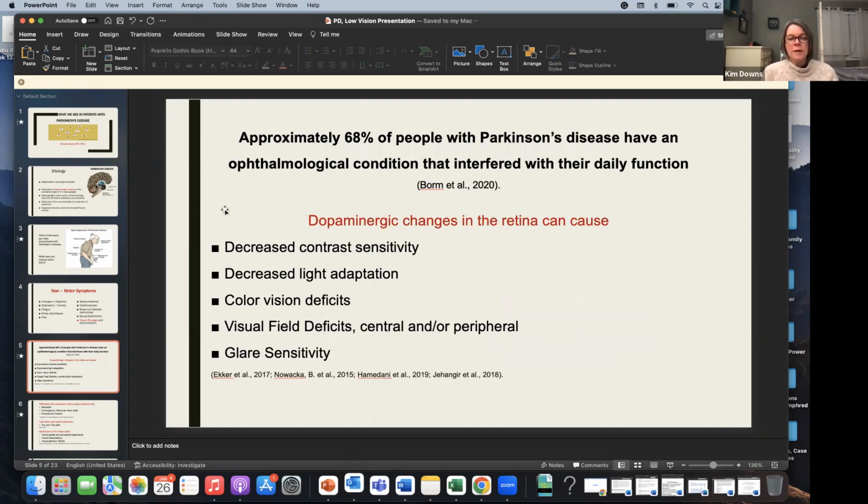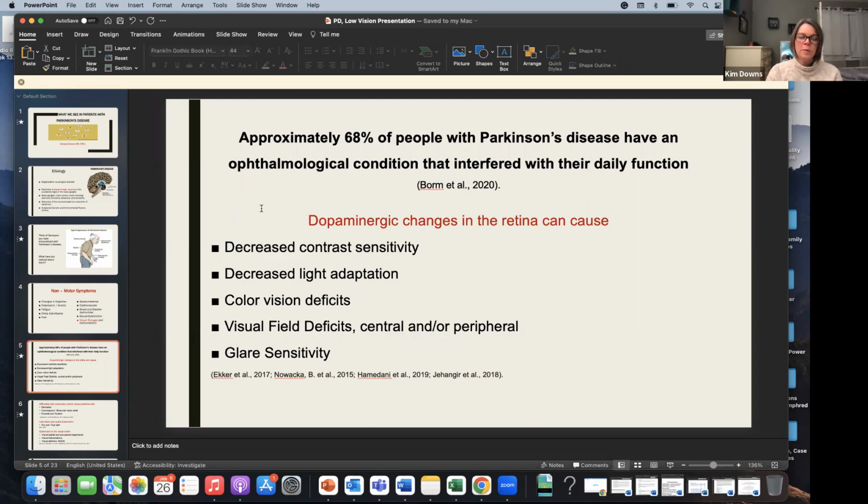There was a great study done in the Netherlands from a neurologist who I'm completely in love with. Her name is Carla Jan Borum, and she did multiple studies. She did a tiered study. Within this, she determined that approximately 68% of people with Parkinson's disease have an ophthalmological condition that interferes with their daily function. And we're going to highlight some of those conditions.